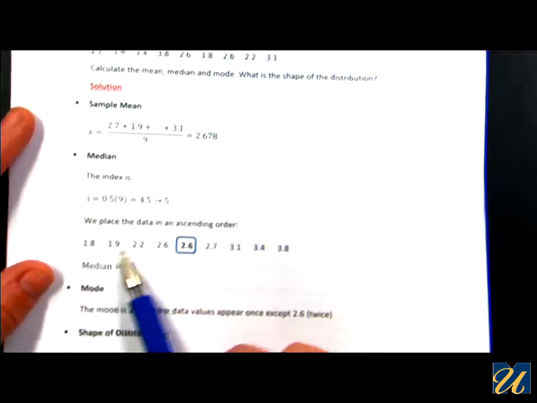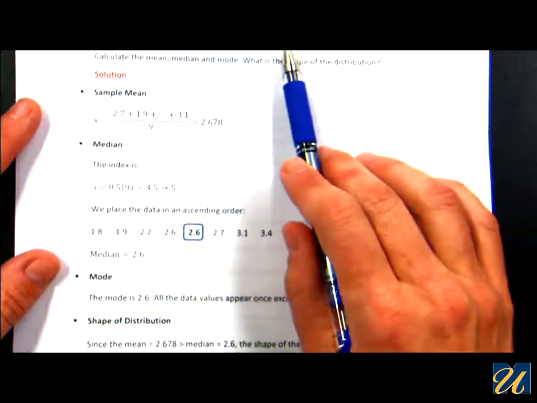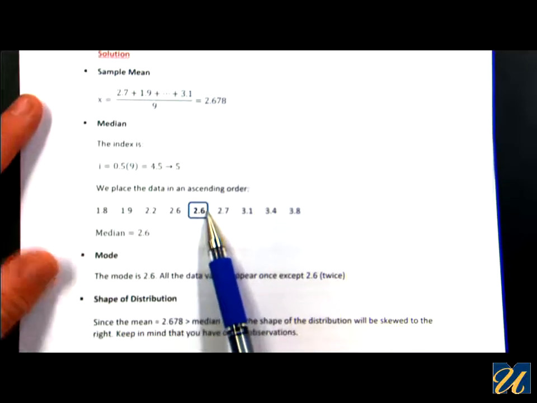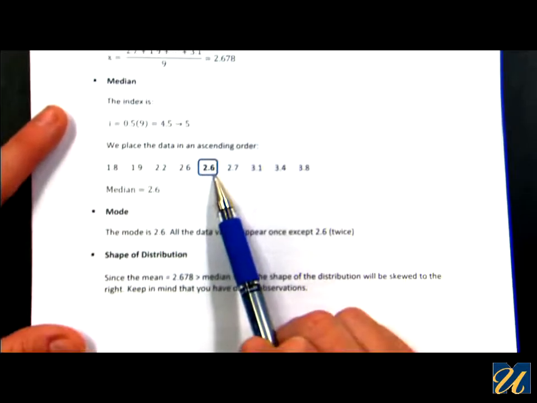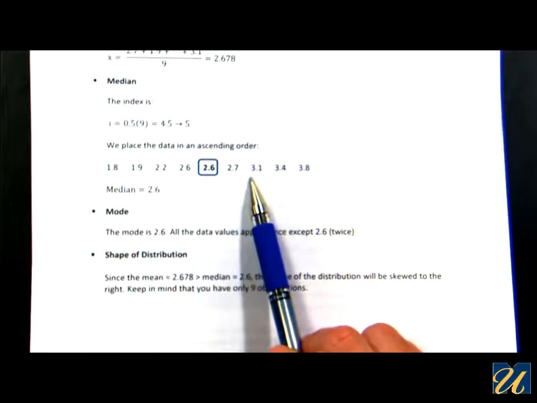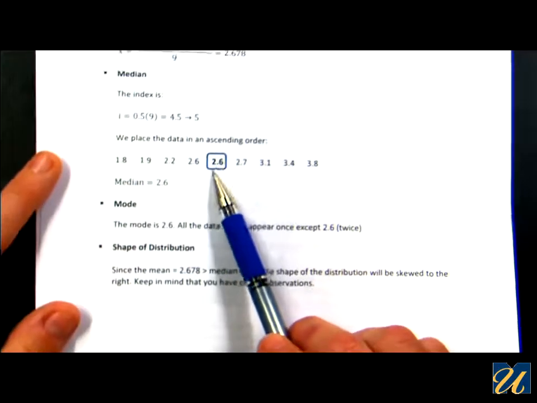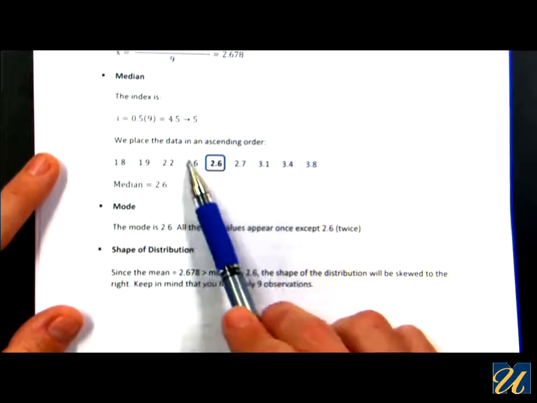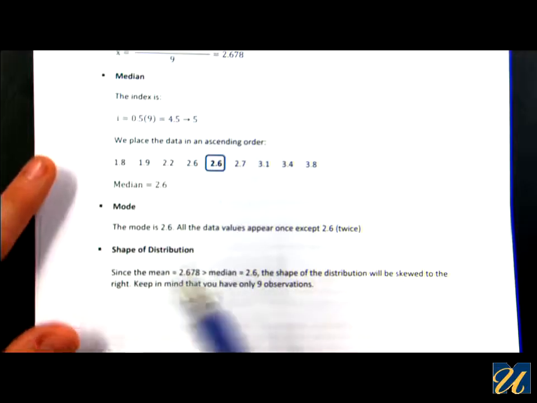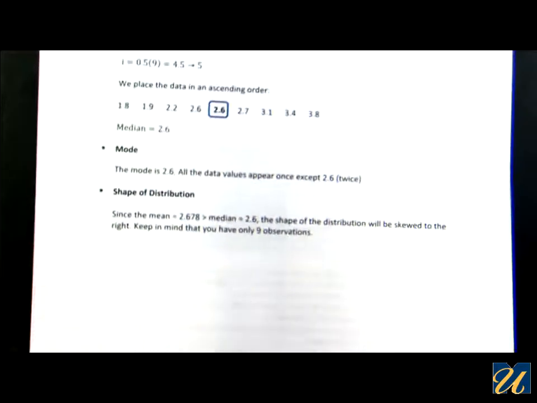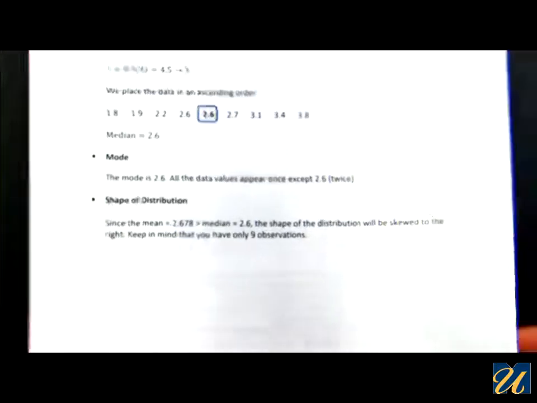The median: you first place your data in order. We have an odd number of entries. Therefore, the median will simply be the value in the middle, which in this case is 2.6. Now, when you place your data in order, you can see straight away that 2.6 is the only entry that occurs more than once, which automatically makes it the mode as well. As for the shape of the distribution, since the mean is greater than the median, the distribution will be skewed to the right. And again, keep in mind that we only have 9 observations.